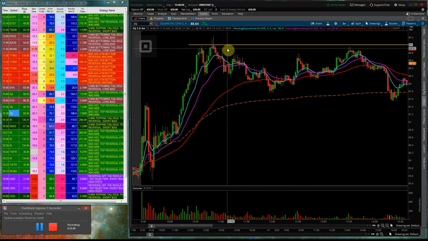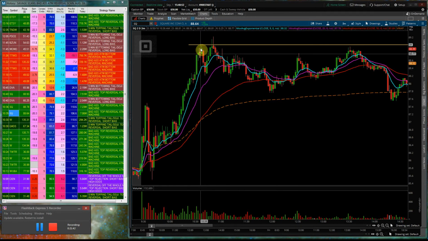So SQ did work. However, for me, apart from the double top, there isn't a real trigger on SQ. I didn't like it at the time. We were contemplating putting it out as a trade alert on Twitter. We put out CIEN, and then a little bit later on, we looked at this, and I said, no, I don't fancy it. I don't fancy SQ for a trade alert.